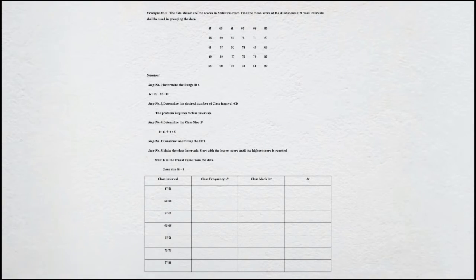Step number 5, make the class intervals. Start with the lowest score until the highest score is reached. So note 47 is the lowest. This is the lowest value from the data, and then we have a class size of 5. So 47 to 51, and so on until we reach the highest score. The table to be constructed has class interval, class frequency, class mark, and f times x.